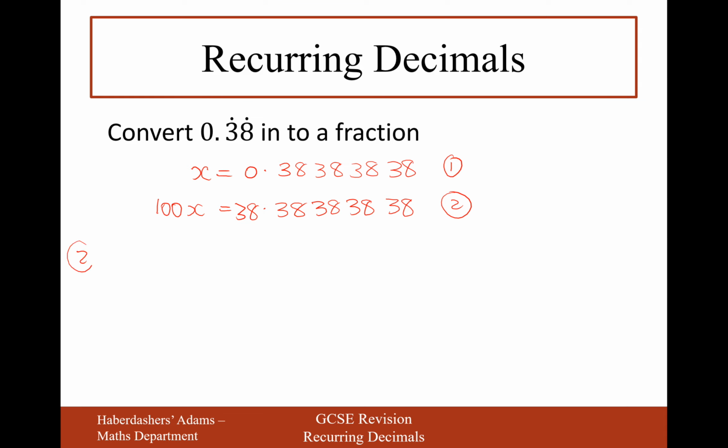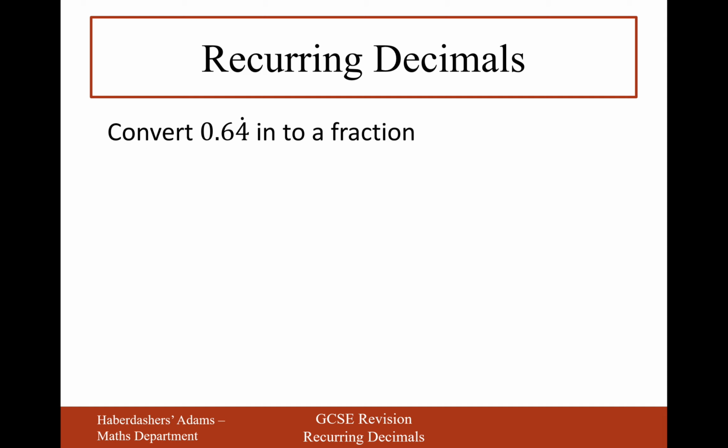And now I've got statement number 1 and statement number 2. And I'm going to do statement number 2, take away statement number 1. So it's 100x, take away x, which is 99x, equals 38, and then 3 take away 3 is 0, 8 take away 8 is 0, and you can see all of those other ones will cancel out. So I'm left with the answer of 38 over 99. And there we are, that's the answer for this question. You can always check your final answer by typing in your calculator 38 divided by 99, and you should get 0.38 recurring.